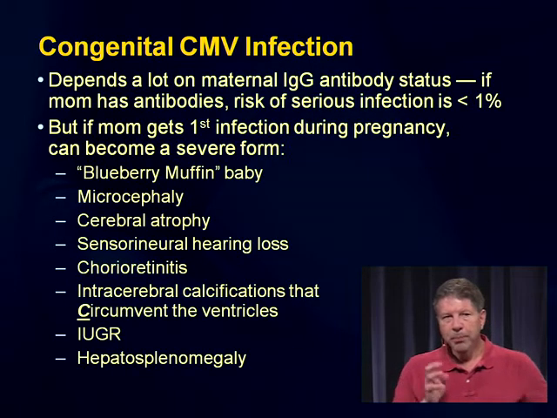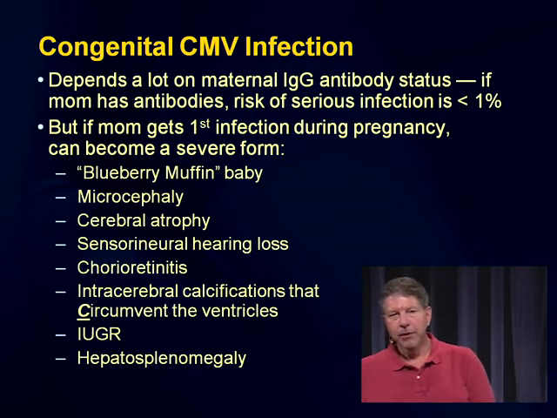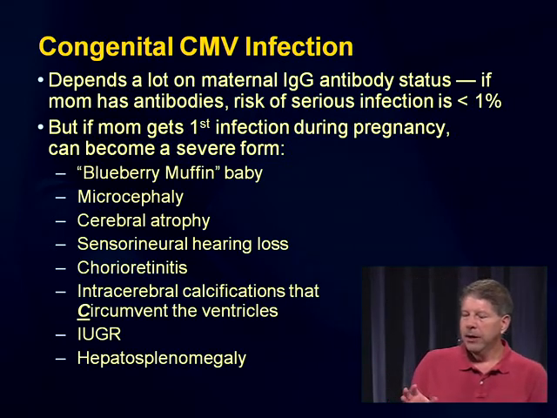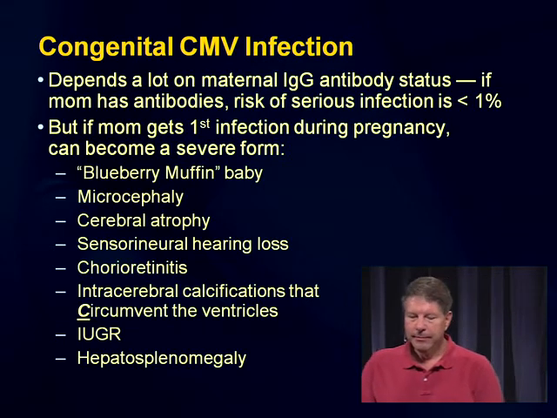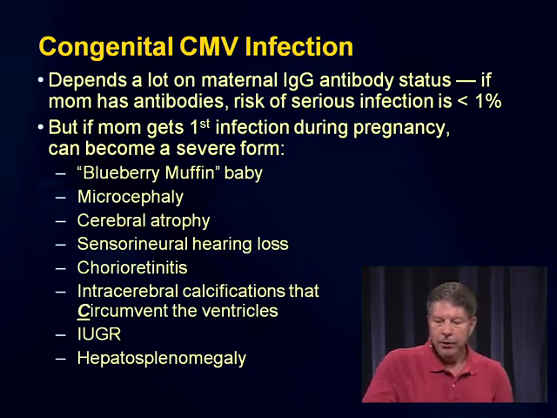The whole deal is if the baby's going to have a problem from it, it really centers around, does the mom have antibody or not? If the mom has antibodies and the baby gets CMV in utero or late in the pregnancy or any time during the pregnancy, the risk of a serious infection is less than 1%. If the mom gets her first infection during pregnancy, though, then you get the severe form, right? You get the blueberry muffin baby, the microcephaly, the cerebral atrophy, the hearing loss, the retinitis.